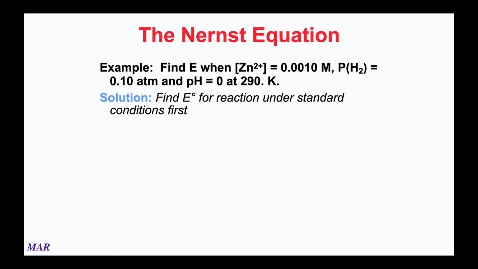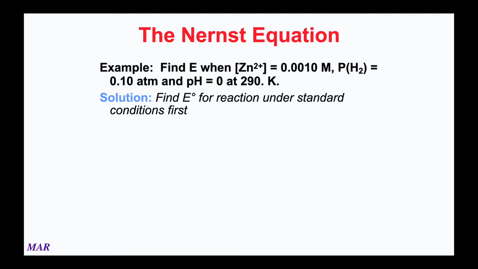Let's do an example with the Nernst equation. Let's find the cell potential E under these non-standard conditions, when the zinc 2 plus is 0.0010 moles per liter, the pressure of the H2 is 0.10 atmospheres, and the pH is 0 at 290 Kelvin. At first, when you look at that, you might be thinking, what the? And I totally dig it, so let's break this down.